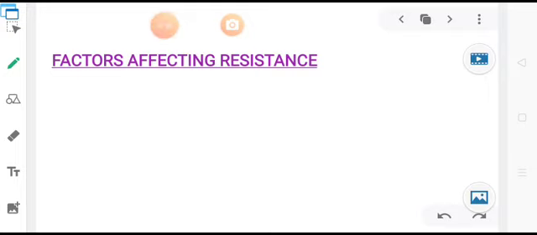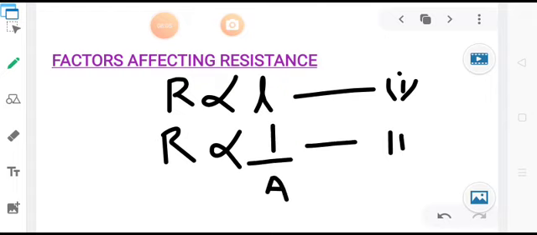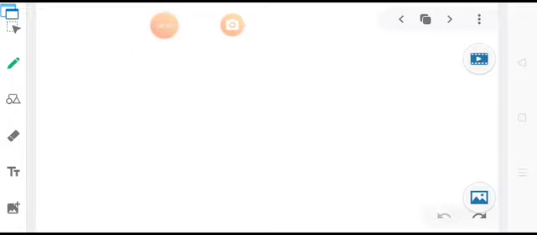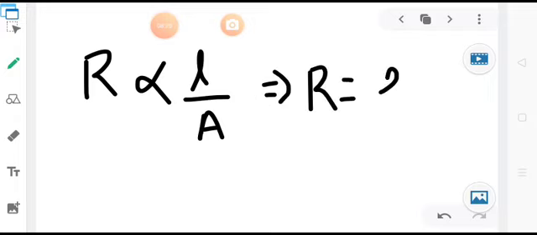We have seen that resistance is directly proportional to length and resistance is inversely proportional to area of cross section. Combining these two, we get resistance proportional to L upon A. Now if you want to replace this proportionality sign with an equal to sign, we have to introduce a constant, and that constant is given by the Greek alphabet rho. So resistance is equal to rho L by A. This is one more expression for resistance that you need to remember.